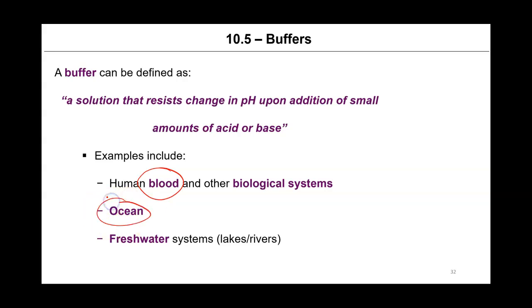The ocean, which is a little bit basic, buffers at around pH 8 or so. And then freshwater systems such as lakes and rivers tend to buffer at around pH 5 or so.